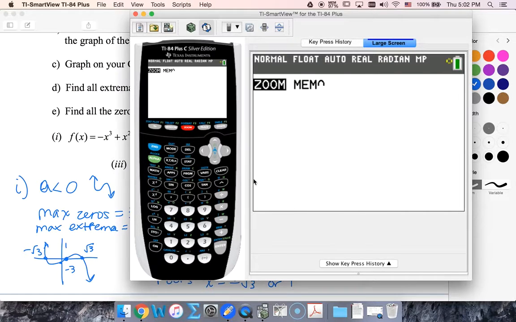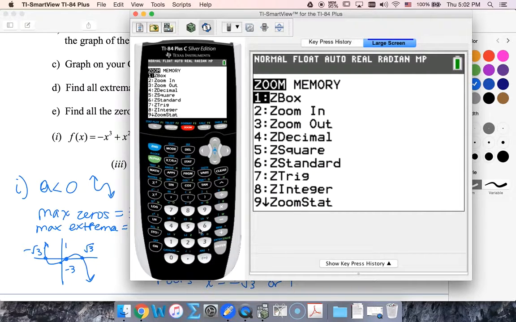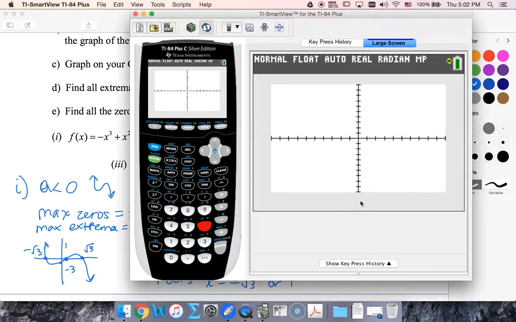And I'm going to start just with a standard window. So that's number 6. So that's going to go negative 10 to 10, negative 10 to 10. And that's looking pretty good. So my graph was shifted a little bit from how I sketched it. I knew that this part needed to come down further. So let's go ahead and find our extrema.